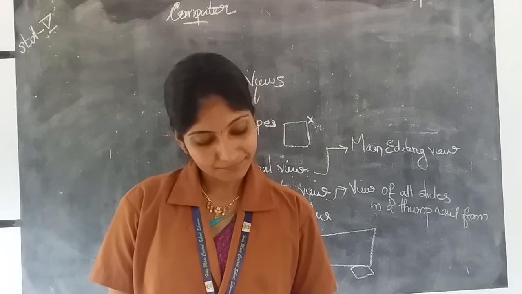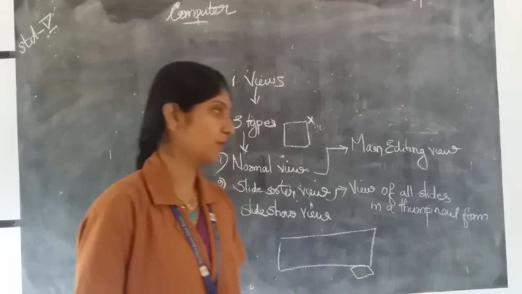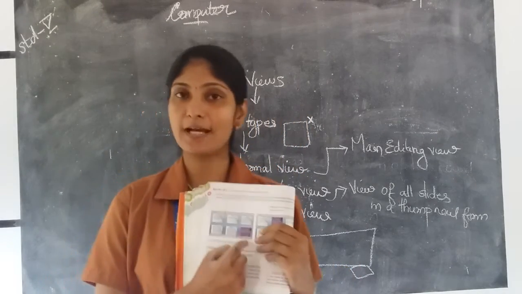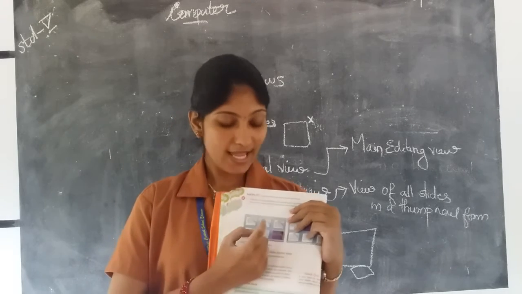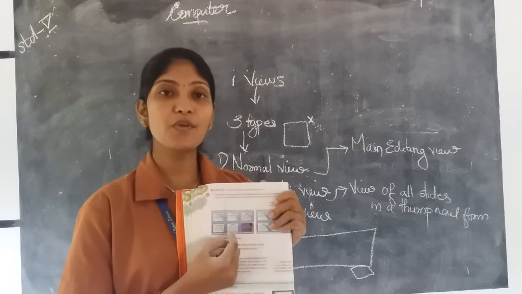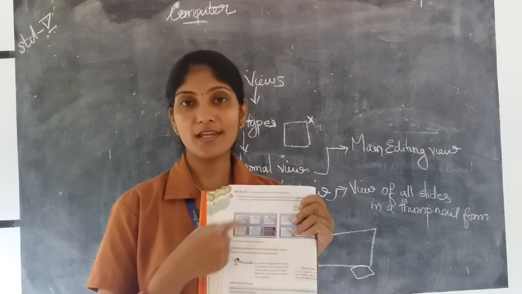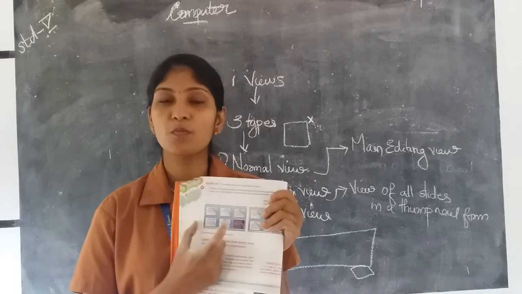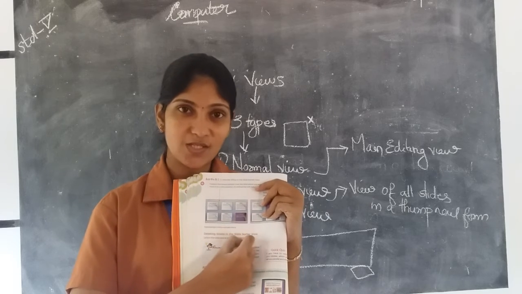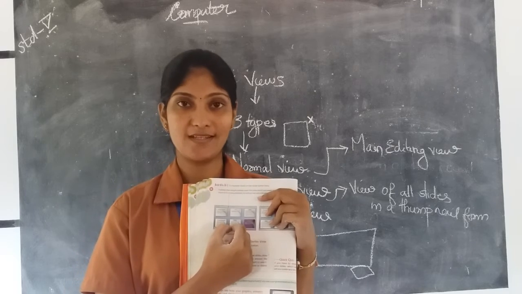Next is how to reorder in slide sorter view. For example, this is the number of slides you created. This is the first slide, second slide, third slide, etc. If you want to change the ordering of slides, first move your mouse pointer on a particular slide and then drag it into any other position. That means the slides changed.